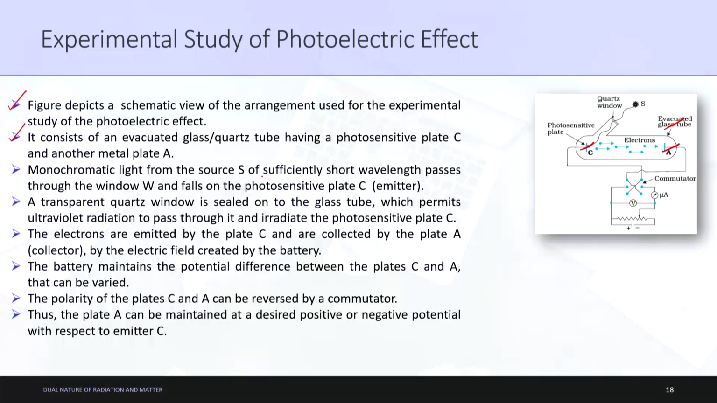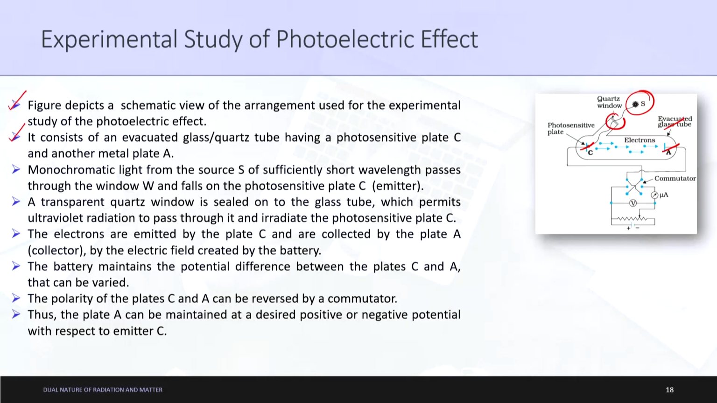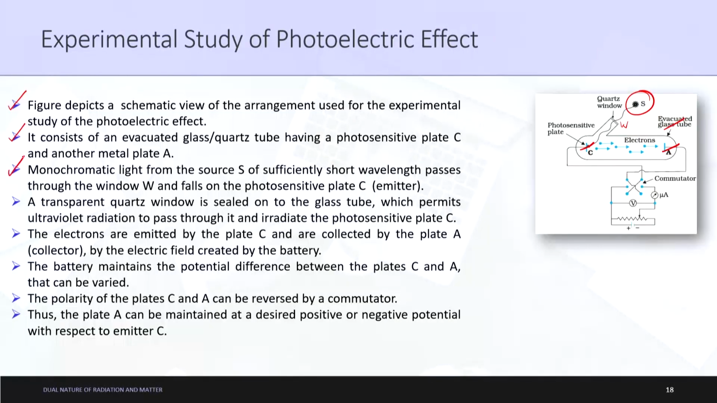Monochromatic light from the source S, of sufficiently short wavelength, passes through the window W. So the value of the wavelength is very small, and it passes through this window W, and falls on the photosensitive plate C. This is called the photosensitive plate C, also called the emitter plate. Why is it called the emitter plate? As the name suggests, it is emitting something. In further discussion, we will get to know it is emitting electrons, hence it is called an emitter plate.